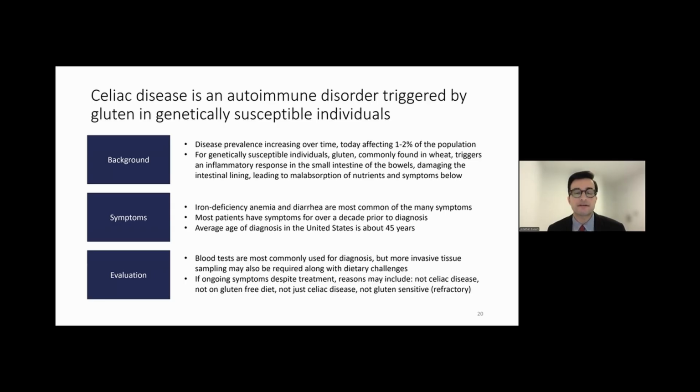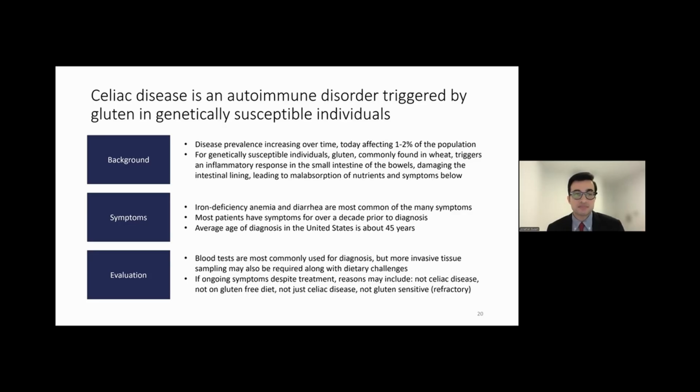We went over for background how the disease prevalence is increasing over time, affecting about 1 to 2% of the population. We saw how folks who are genetically susceptible, who have those DQ2 and DQ8 genes in their body, can develop this inflammatory response to gluten, which is commonly found in wheat, rye, and barley. And through the inflammation, it damages the intestinal lining, leading to nutrient malabsorption.